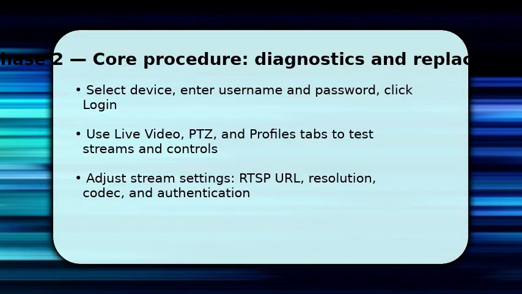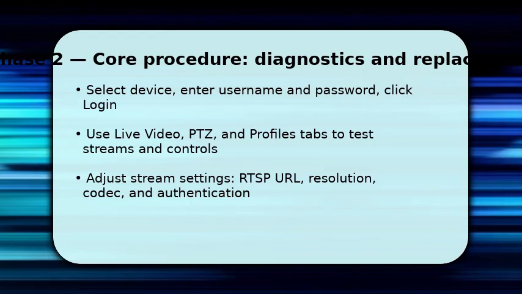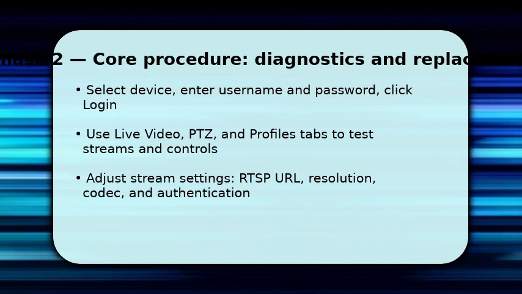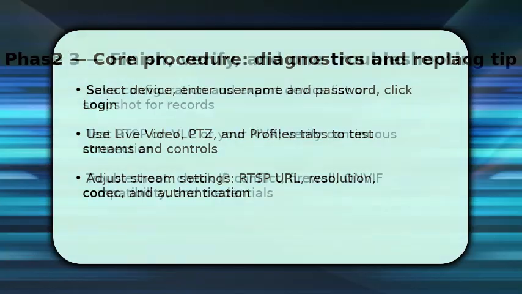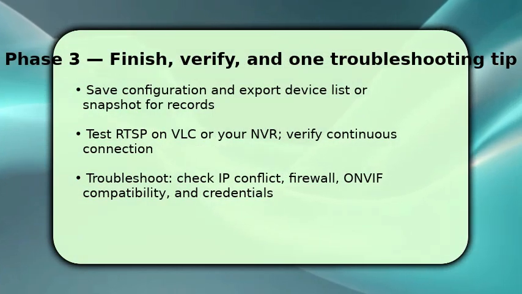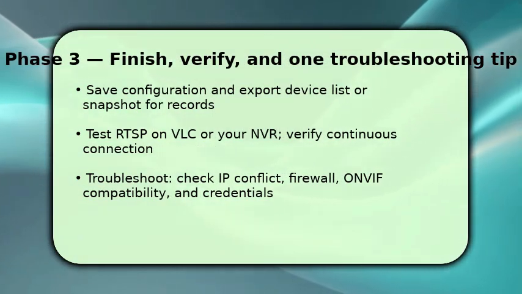Use PTZ controls if supported to confirm movement. Make sure to change stream resolution only if bandwidth allows, because higher settings increase data and may drop frames on slow links. You finish by saving any profile or export file, then verify the camera works in your target system.